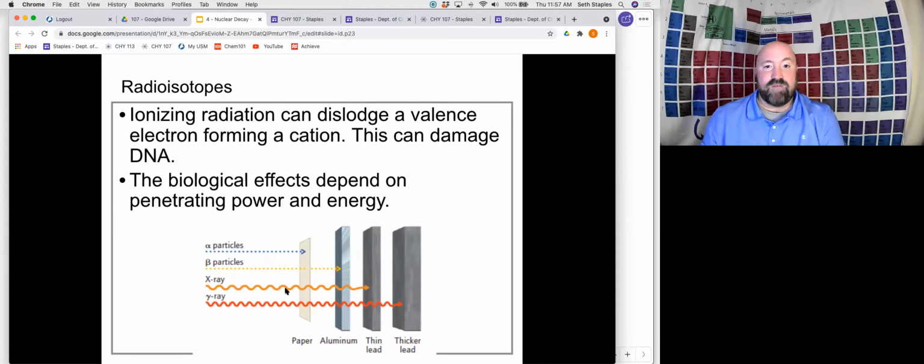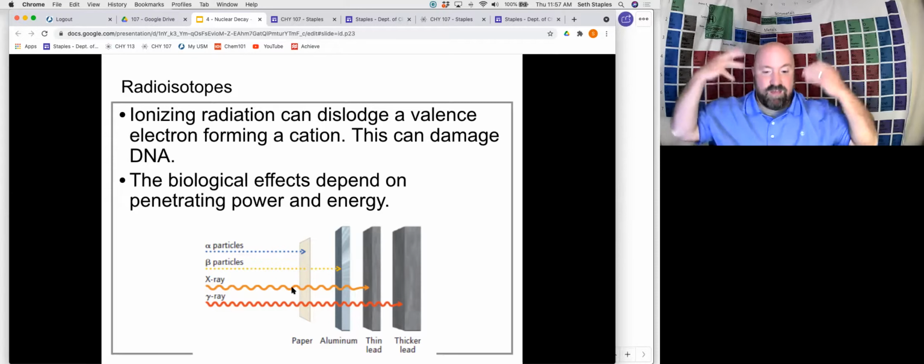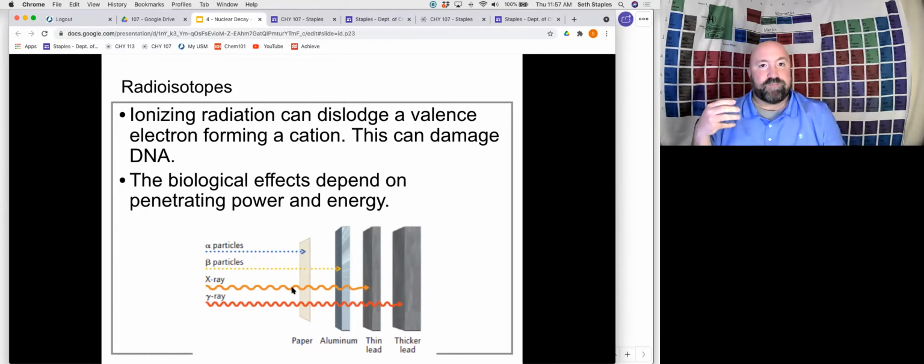X-rays, now we're getting even more energy. X-rays are going to penetrate paper, X-rays are going to penetrate aluminum, but they would be stopped with some thin lead. That's why, for instance, if you're in the dentist's office and you're getting some X-rays on your teeth, they're going to drape you with a lead apron, and that's going to make sure that any of the X-rays that are coming out are really only going to where they need, and they're not entering any of the rest of your body. Gamma rays, on the other hand, now you need some really thick lead. You need a really thick lead plate to stop those.